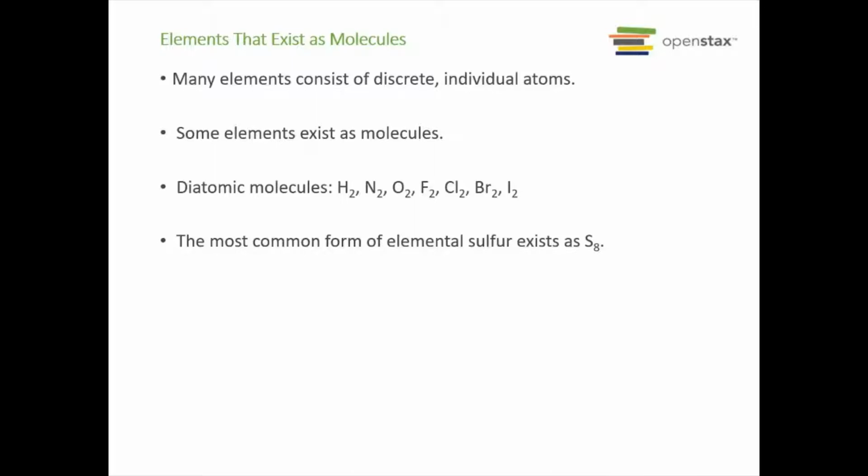All right. Now, there are actually a lot of elements that, in their natural elemental form, are just individual atoms. However, some actually exist as molecules. And we have these 7 diatomic molecules: hydrogen, nitrogen, oxygen, fluorine, chlorine, bromine, and iodine. So in nature, these do not exist as just H, N, F. They are diatomics, meaning they exist as molecules. So H2, N2, O2, F2, Cl2, Br2, I2.